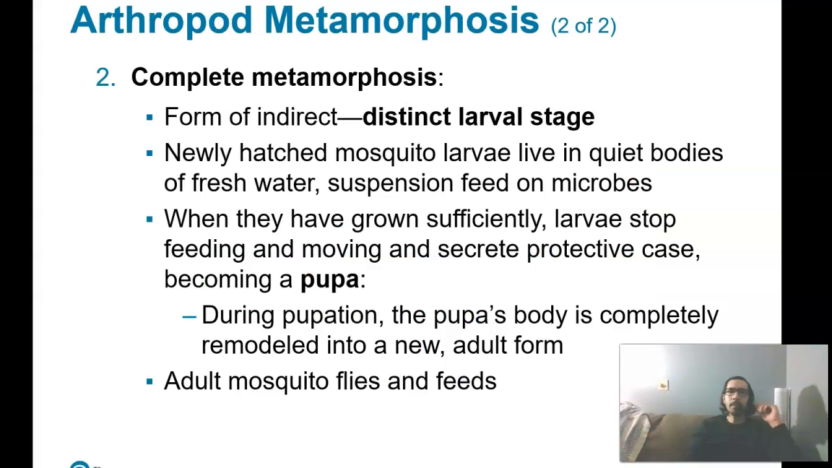Then there's also complete metamorphosis, where you have distinct larval stages. So this would be like fly maggots, right? It's the larval form that changes into a very distinct adult stage. Other examples would be butterflies, because they have the caterpillars, or bees. They also have larval stages. Beetles.